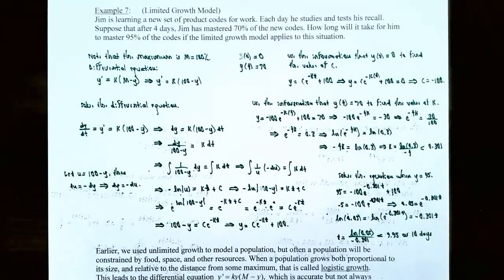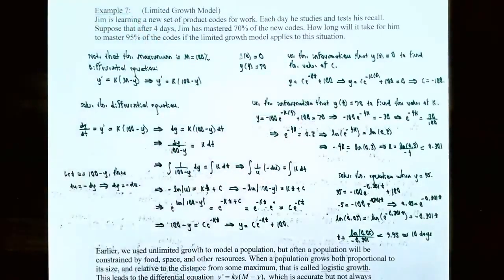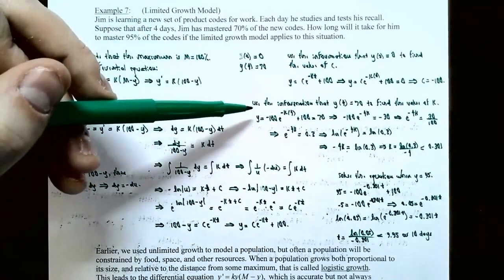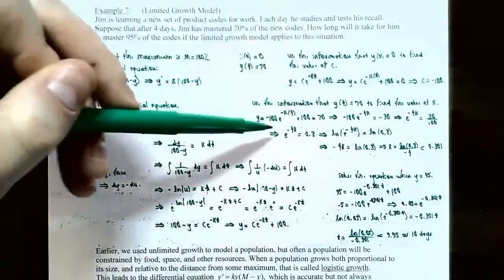And so now that we've found out what the capital C is, now we can find the value of k. Use the information now for y of 4 is equal to 70 to find the value of k. So y is equal to c, well, we found out that's negative 100, so negative 100 e.